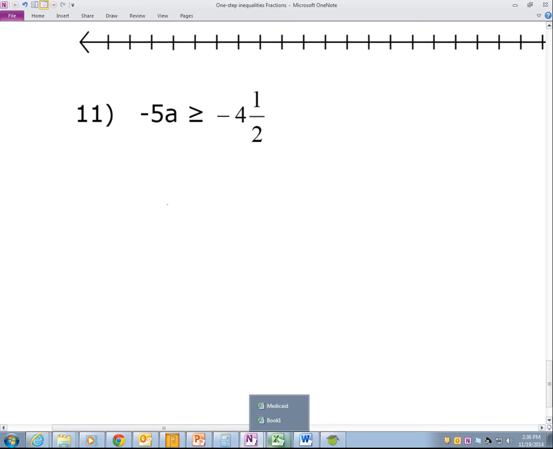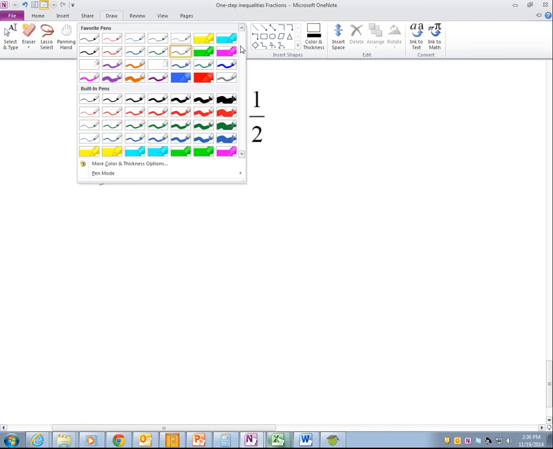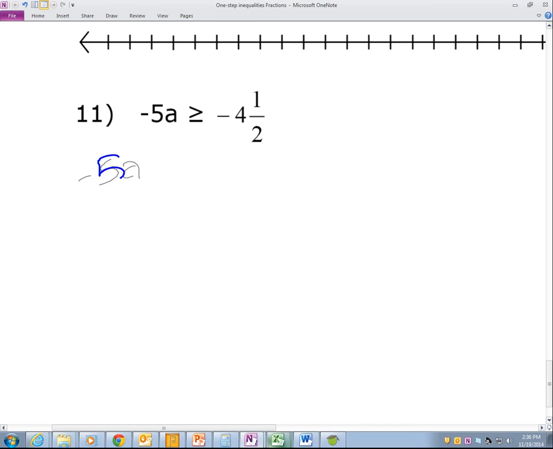We have to rewrite this. We have 5a, and that's way too skinny. Let's fatten that baby up. Here we go. Negative 5a is greater than or equal to negative 9 halves. Did he say halves? Halves. Oh, I thought you said halves.